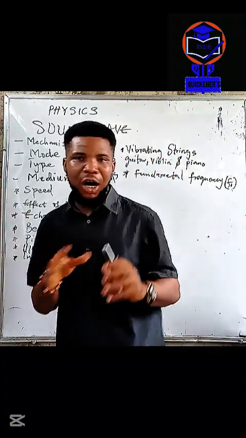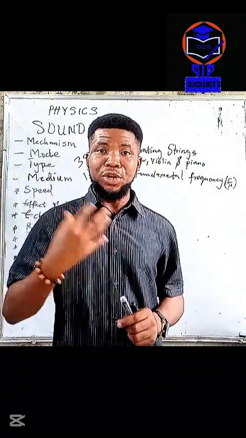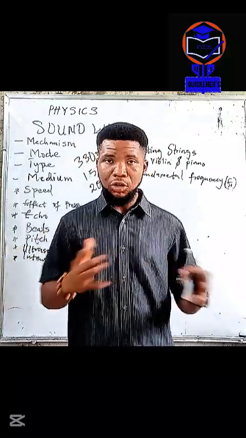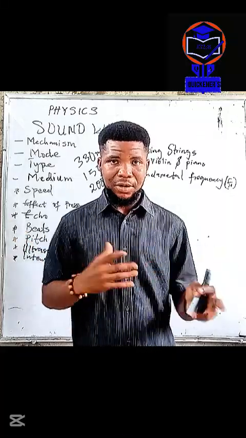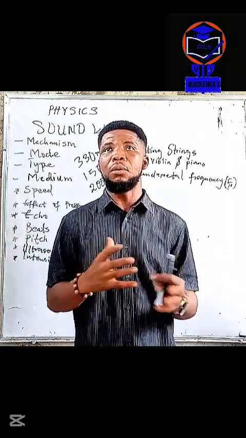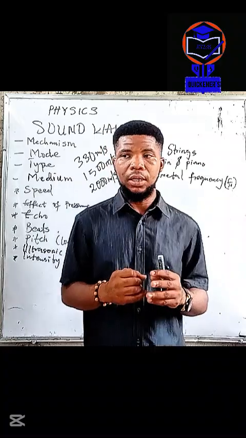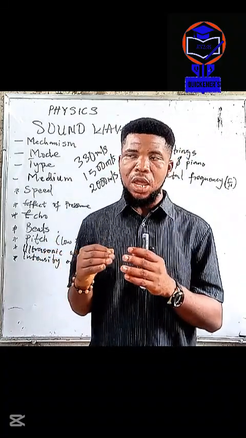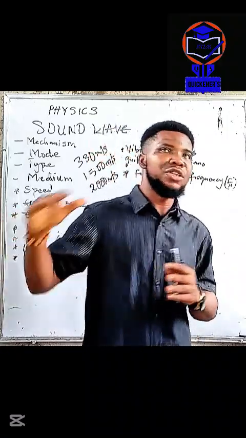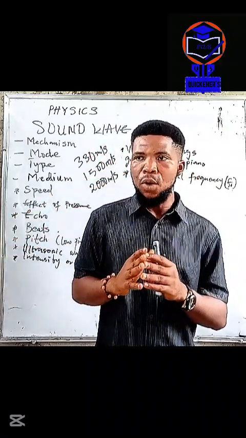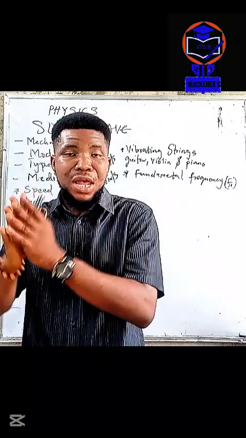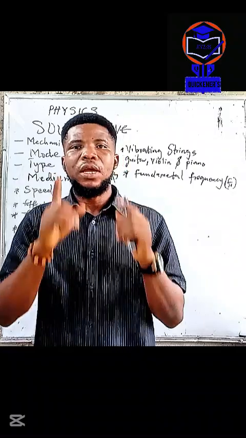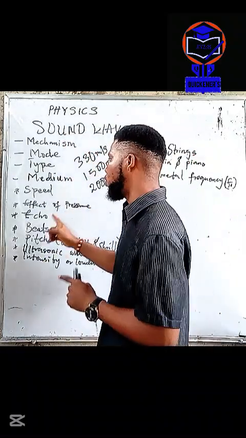Echo. What do you call echo? When we discussed the properties of wave, we talked about reflection, right? And reflection of wave is the ability for a wave to strike a medium and change direction. A wave coming across or intersecting with a plane surface or medium, and changing direction. Sound wave does reflection very well. In fact, that is where echo comes in.